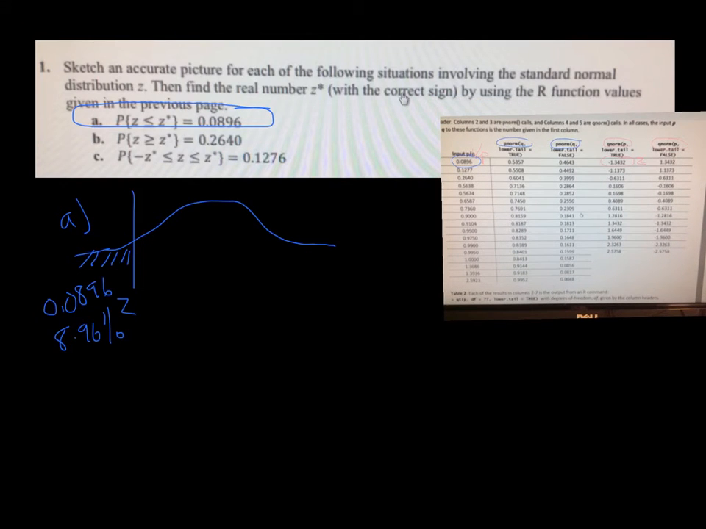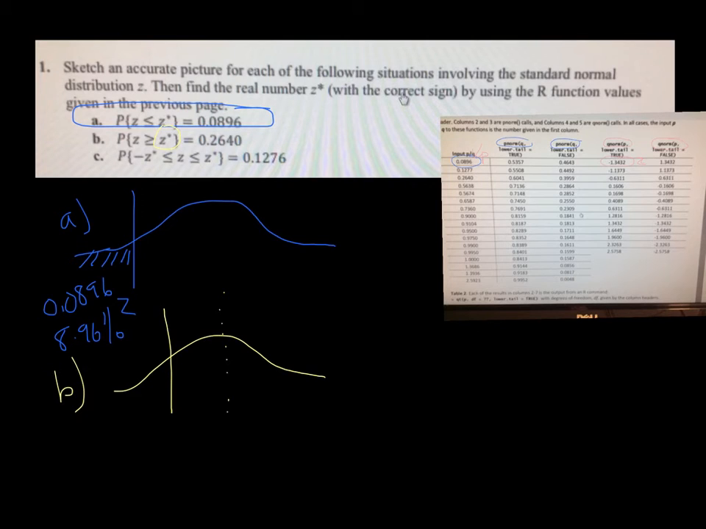So if I go through one more with you, maybe that will help in terms of figuring out what they're asking you to do, and maybe you could do some of these on your own. For part B, in this case, we want the probability of Z being greater than our Z star, and we want that to be 0.2640. So if I'm drawing the normal curve and I'm looking for a probability of 0.2640, that's still a probability that's less than 50%, because remember, 50% would be right in the middle of the normal curve.